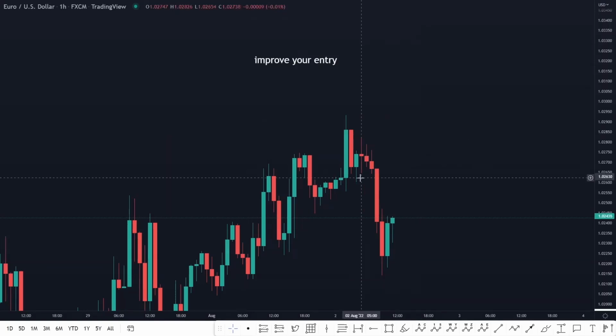In this video, I want to show you something that you can do to refine your entries using supply and demand zones. This video is going to be very simple, but if you don't know how to use supply and demand zones on a chart, I'll put the link to the video in the description below so that you can go and watch it.